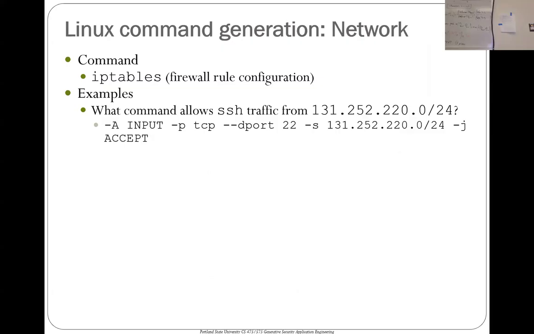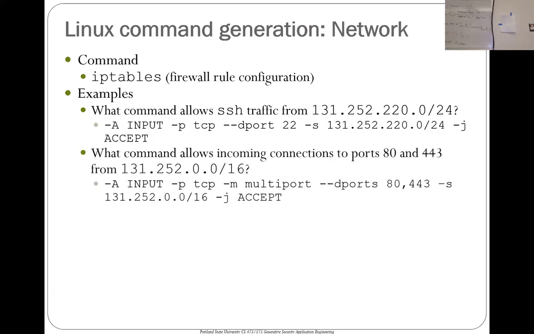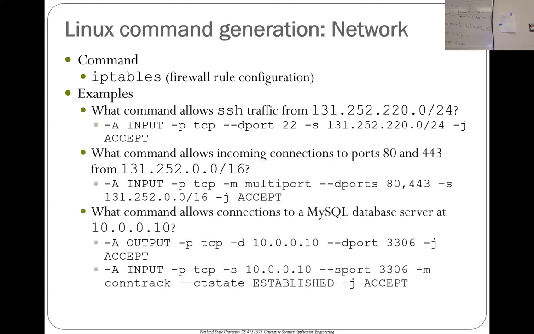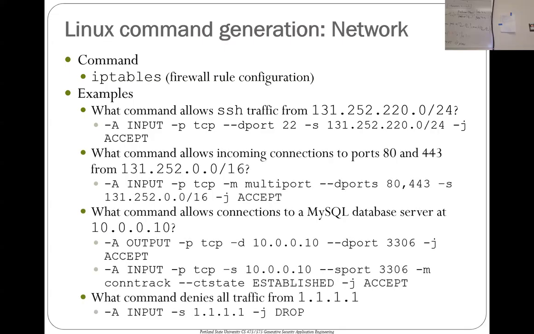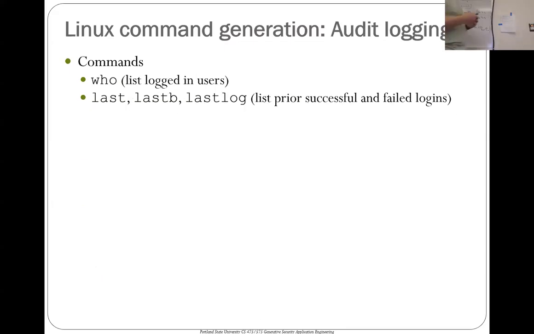iptables. You can also use a configuration file to specify these rules. So here's one. Allows SSH traffic from this class C subnet. Okay, this is similar to the other ones, so I'll just move on.